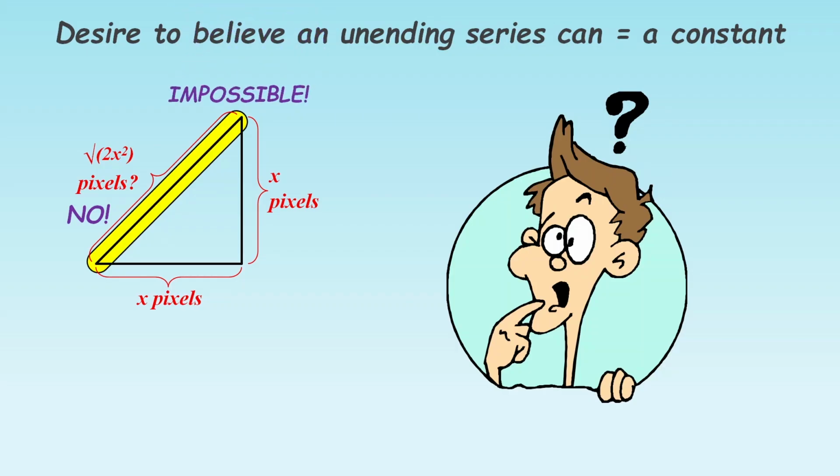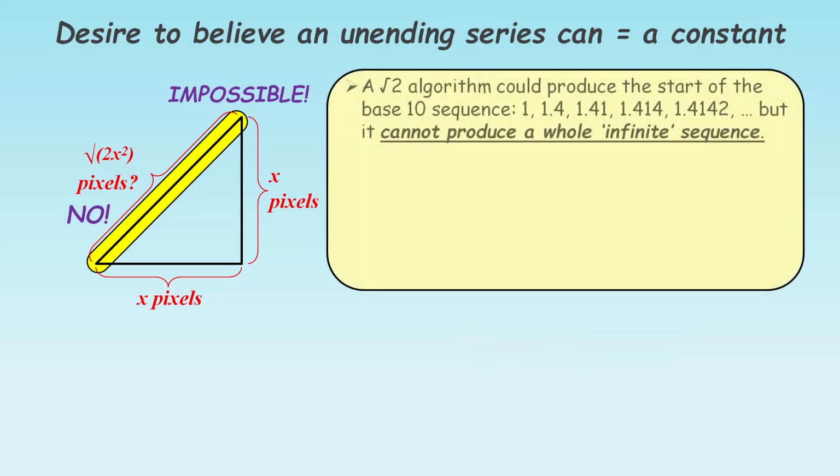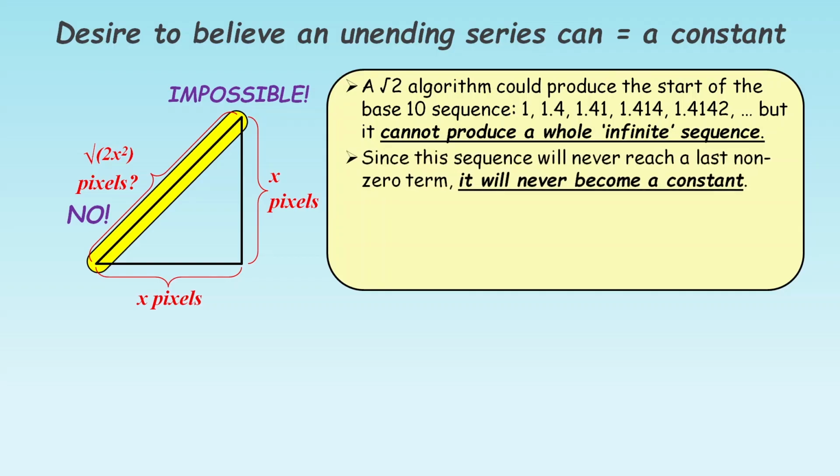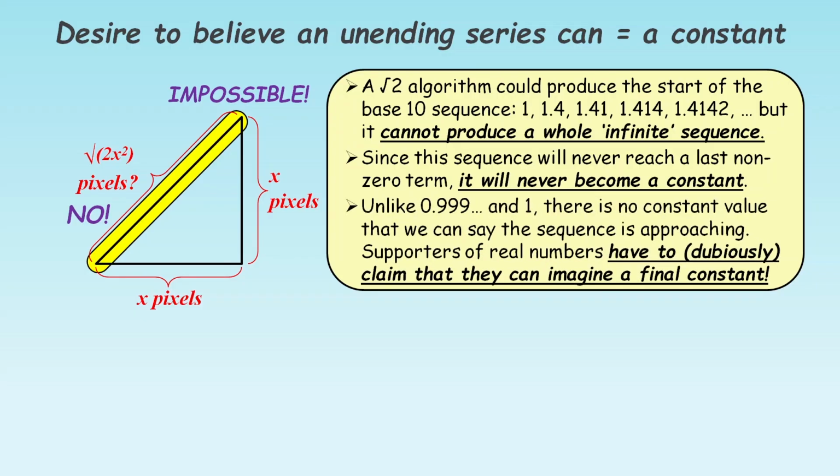measurement. All we can do is draw a line that is close to some value in the sequence of values generated by a square root of 2 algorithm. Such an algorithm can't complete. It can't do an infinite amount of work and say, there you go, I've produced a constant that is the square root of 2. Unlike 0.9 recurring, there is no constant that we can say the sequence is approaching.